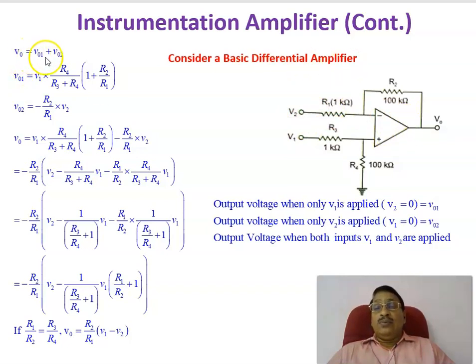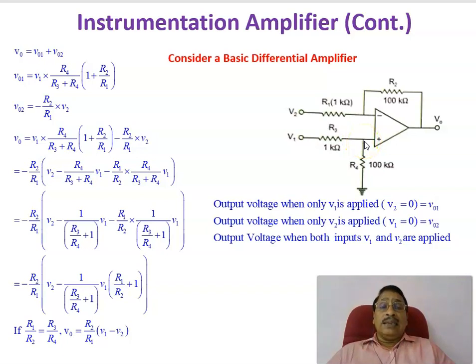So V0 equals V01 plus V02, where V01 is when V1 is alone present and V2 is grounded, and V02 is when V2 is present and V1 is grounded. Now let us see V01, when V1 is present and V2 is grounded. The voltage at this point is given by V1 divided by R3 plus R4, into R4. That is V1 into R4 divided by R3 plus R4. That is the voltage at this point.